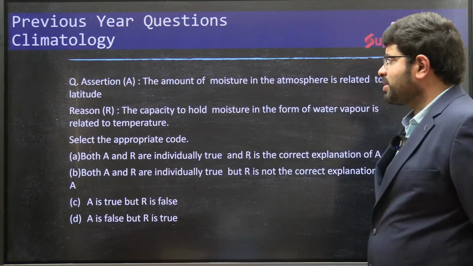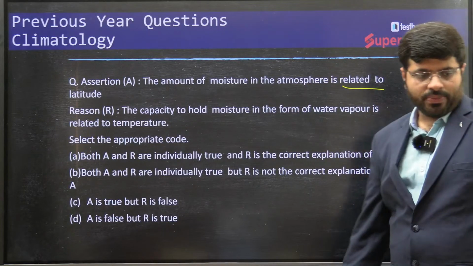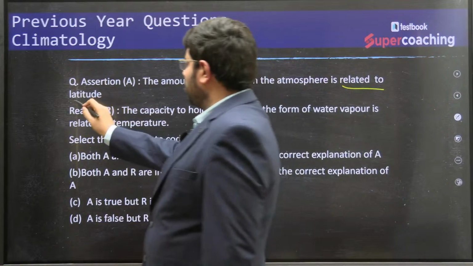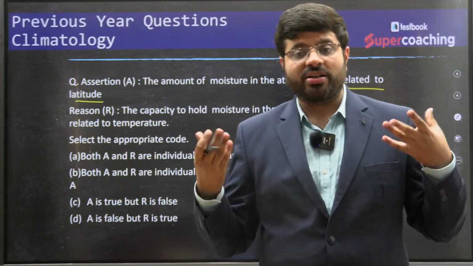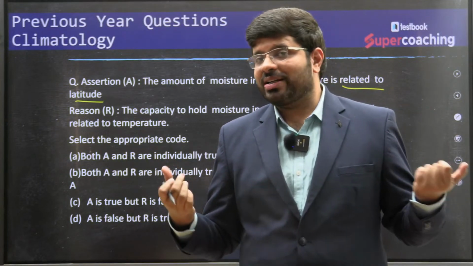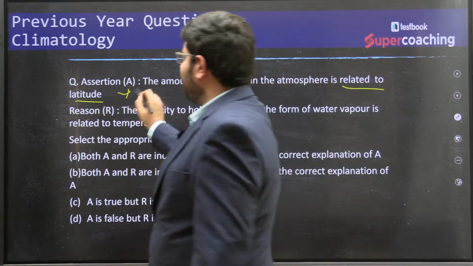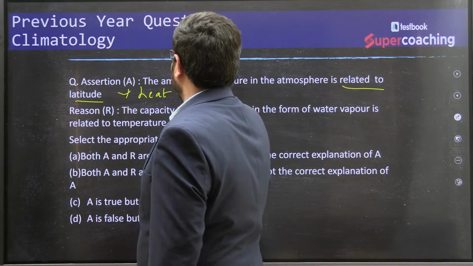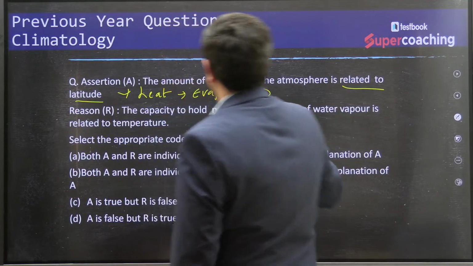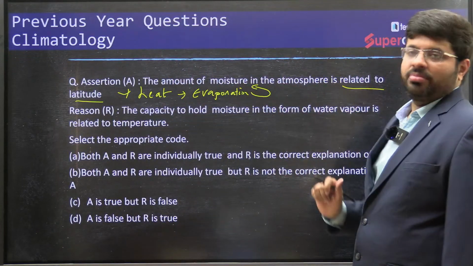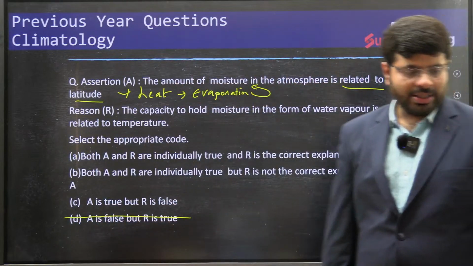Now, if you see this next question, the amount of moisture in the atmosphere is related to latitude. So there is moisture in the atmosphere. That moisture is a product of what? Evaporation. Is evaporation not related with latitude? Definitely. Yes, because latitude will determine the heat. Heat will determine the evaporation. Evaporation will determine the moisture. So the statement is right. D is eliminated. Then let us go to the next one.